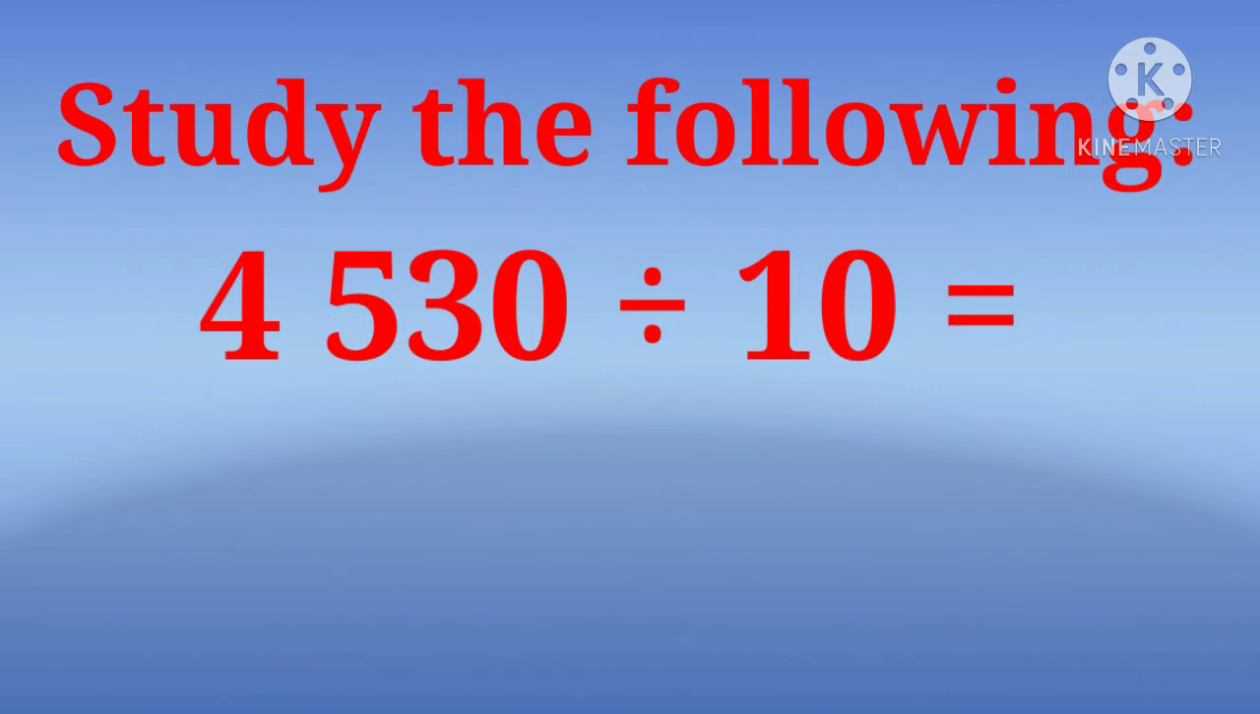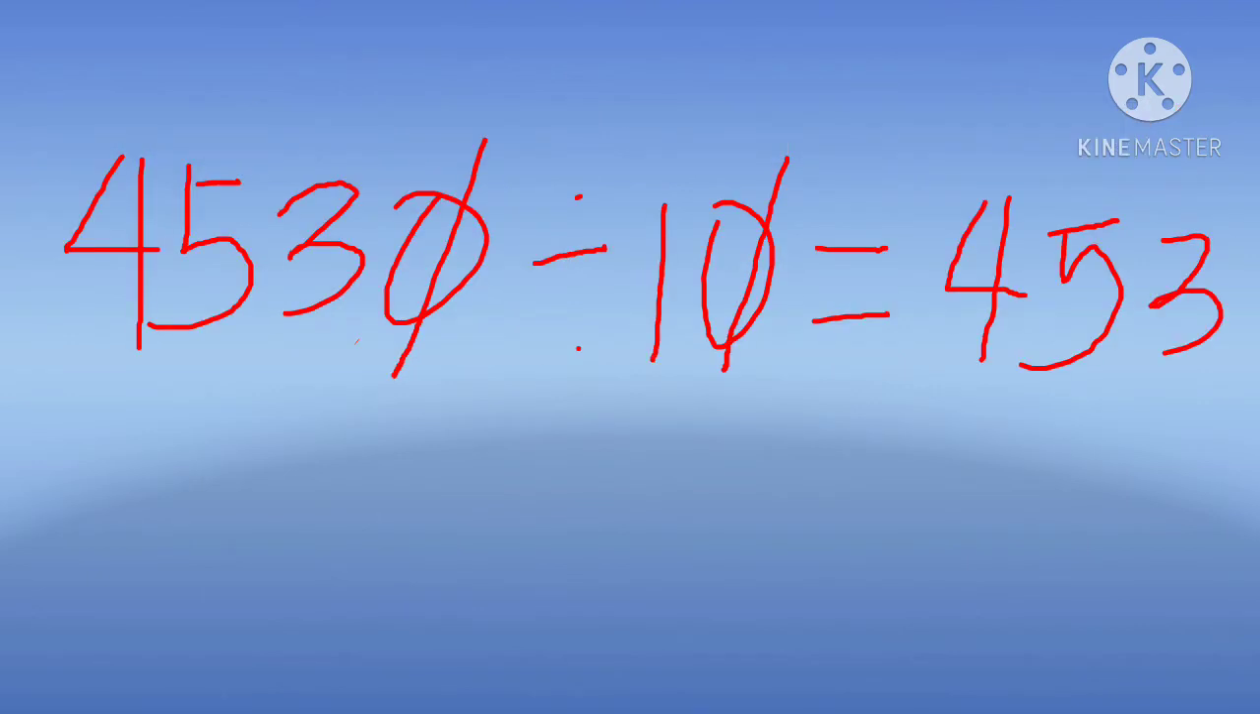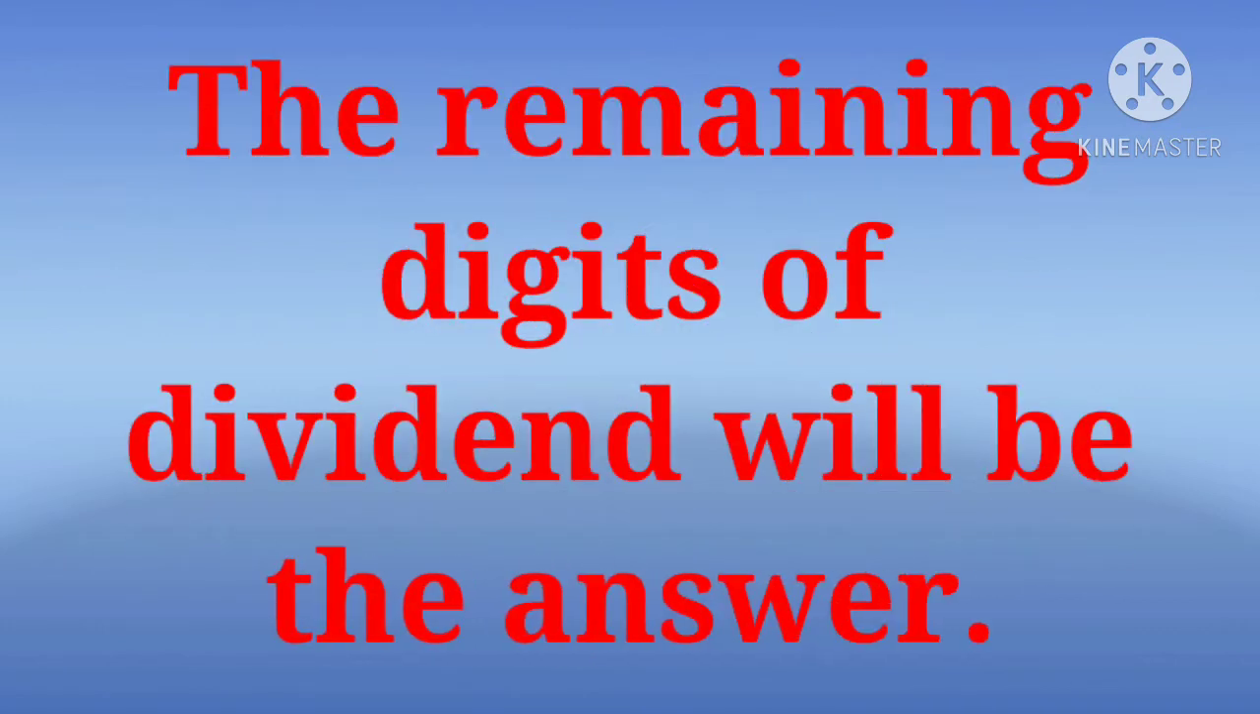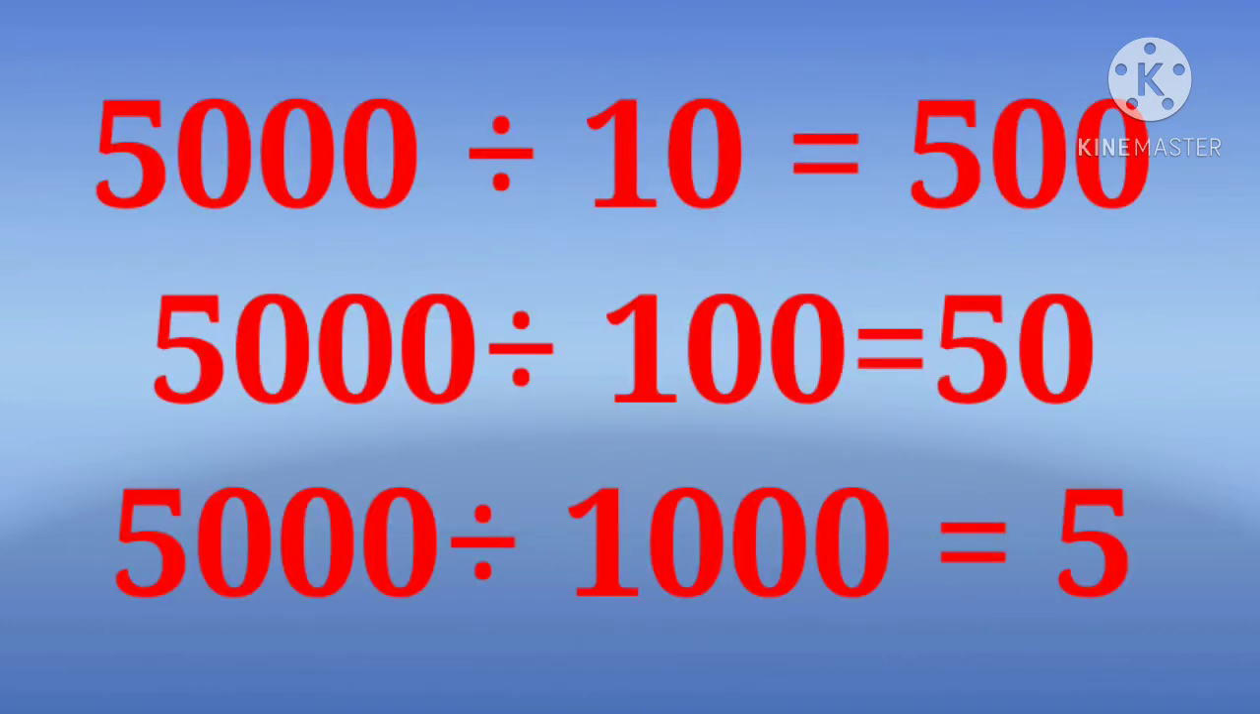4,530 divided by 10 equals 453. How did we do that? Cancel the same number of zeros in the dividend and in the divisor. The remaining digits of the dividend will be the answer. So like 5,000 divided by 10 is 500, 5,000 divided by 100 equals 50, and 5,000 divided by 1,000 equals 5.